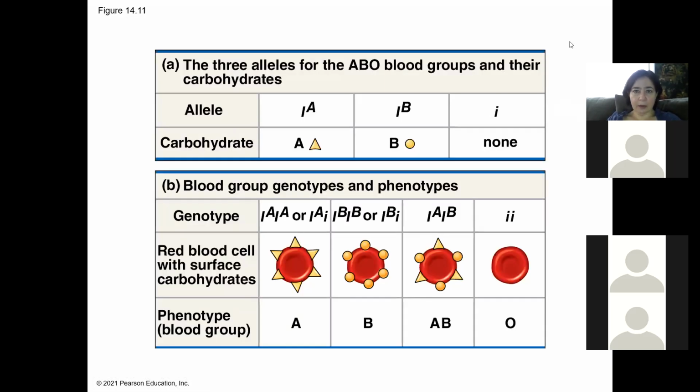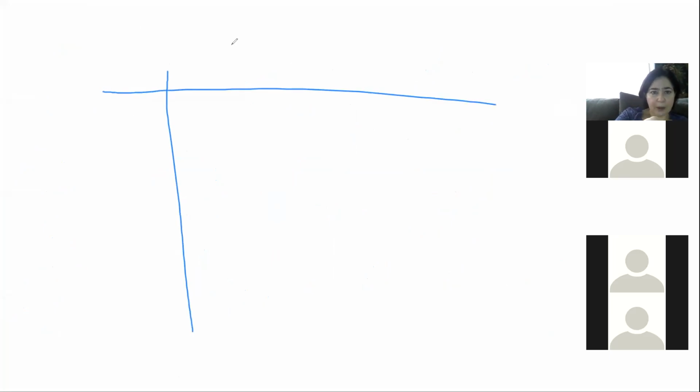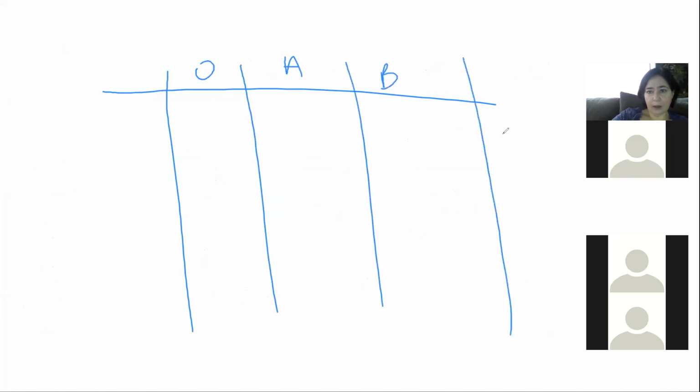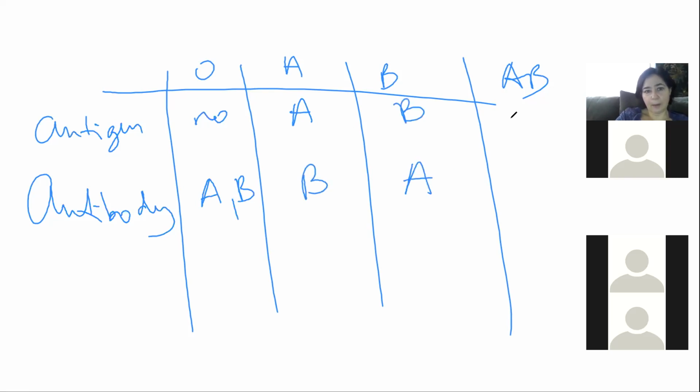And one last thing, if I go back to my table, let me explain something. So let's see, this is blood type: O, A, B, AB. This is antigen, and this is antibody. So O has no antigens, antibodies for A and B. A has antigen for A, antibody for B. B has antigen for B, antibody for A. AB has antigen for A and B, and no antibodies.